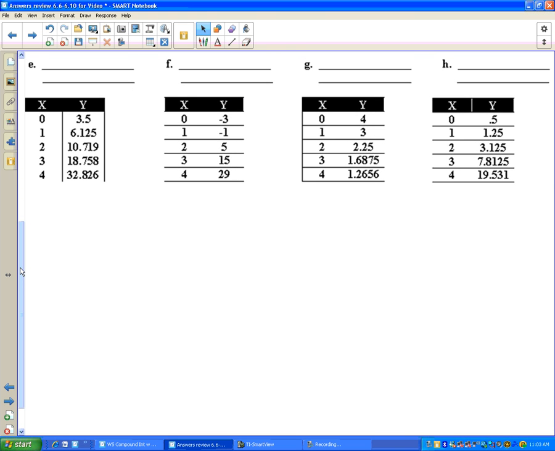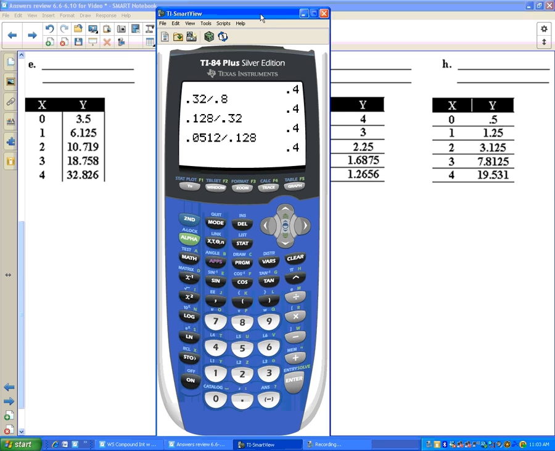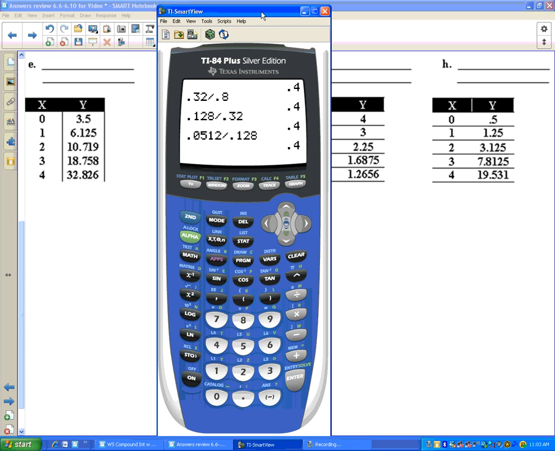Looking at letter E, it looks like this is going to be exponential growth. Get out my handy dandy calculator. Let's check. So let's go ahead and take 3.5 and divide. That's a lie. I have to take the bottom one, divide by the one above it. 6.125 divide by 3.5. And I get 1.75. Take 10.719 divide by 6.125. And I get 1.75.